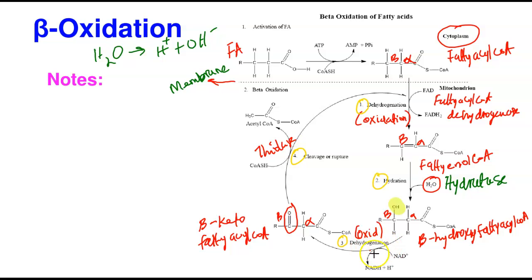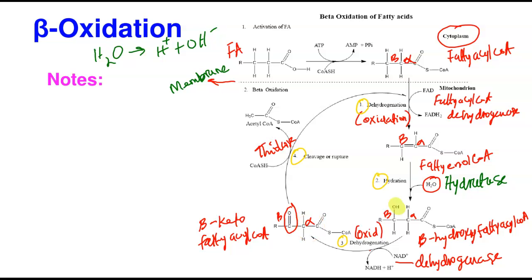Remember here, the enzyme that does the job again is a dehydrogenase. This is a beta hydroxy fatty acid-CoA dehydrogenase. So what happens? Now, in the last reaction, the enzyme beta keto fatty acid-CoA thiolase comes in to break the bond at this point.